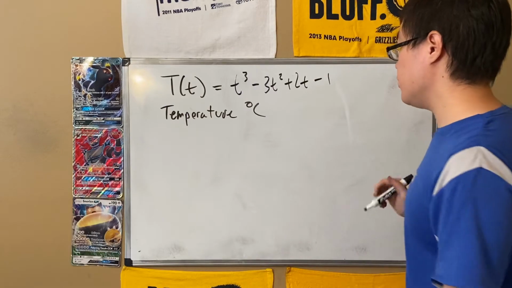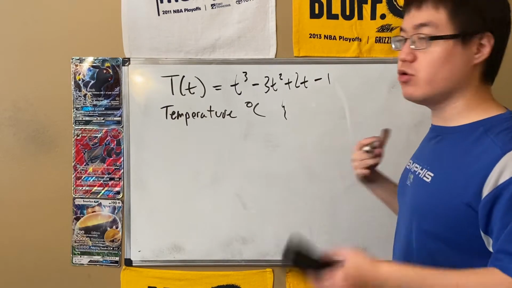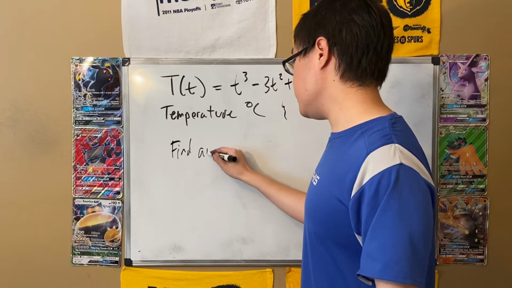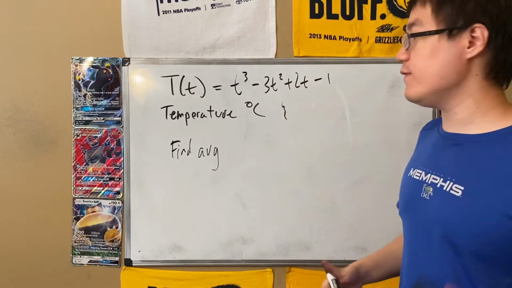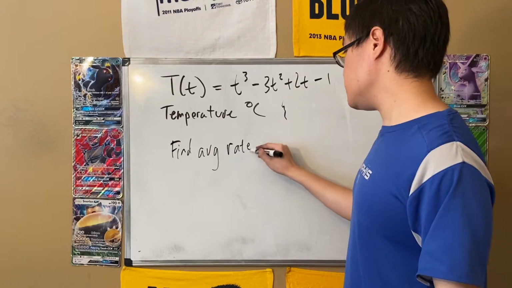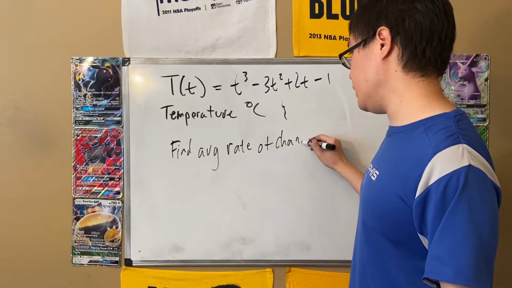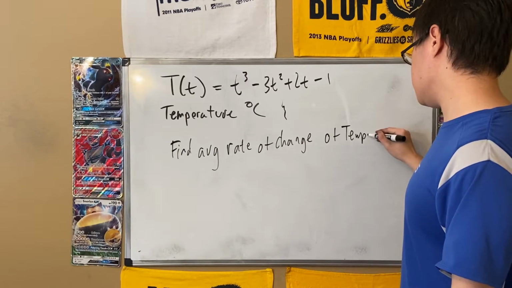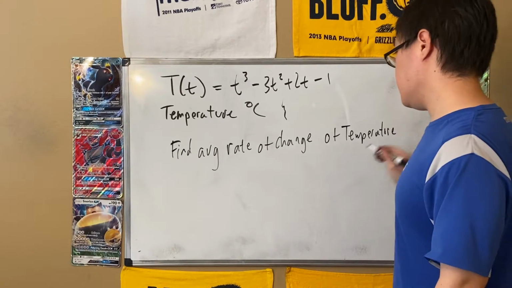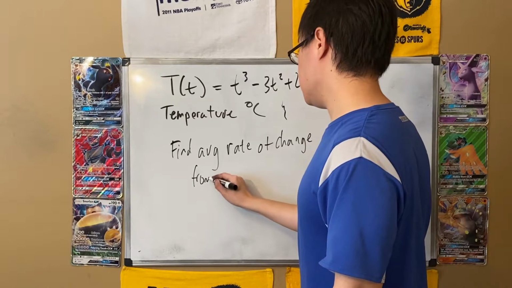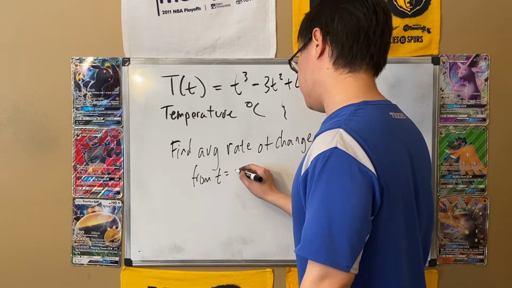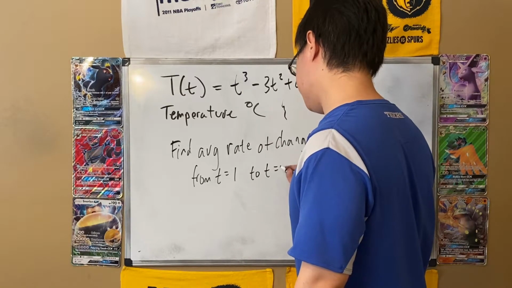And what we want to do is find 2 different questions. We want to find the average rate of change, so I'm just going to abbreviate this AVG, rate of change. I don't know why I abbreviated that and not any of these other words, but whatever. Of the temperature from T is equal to, let's say, 1 to T is equal to 3.